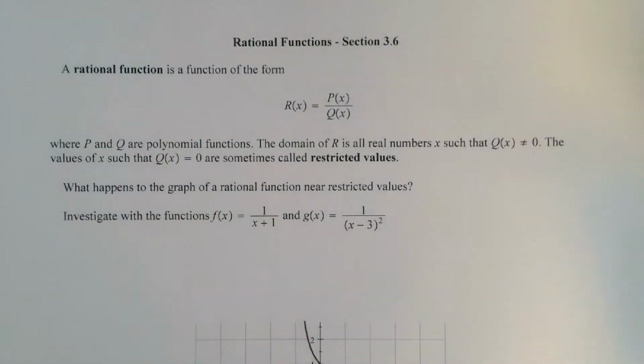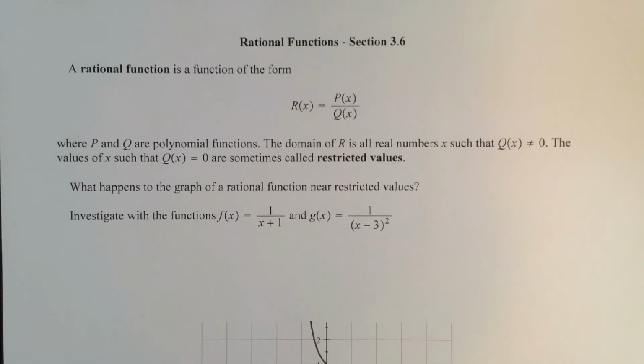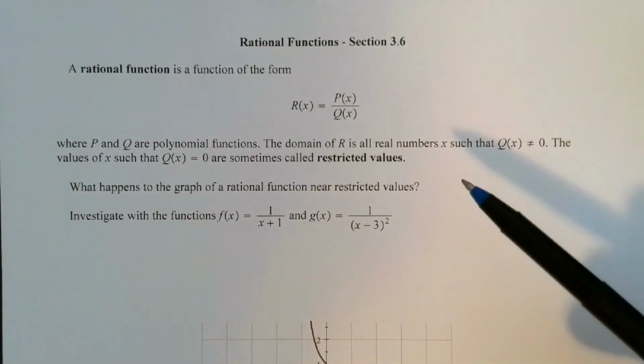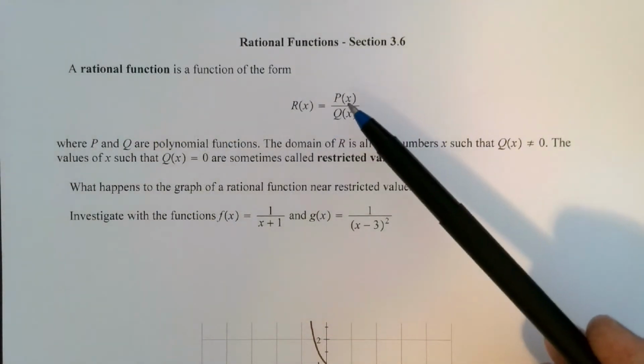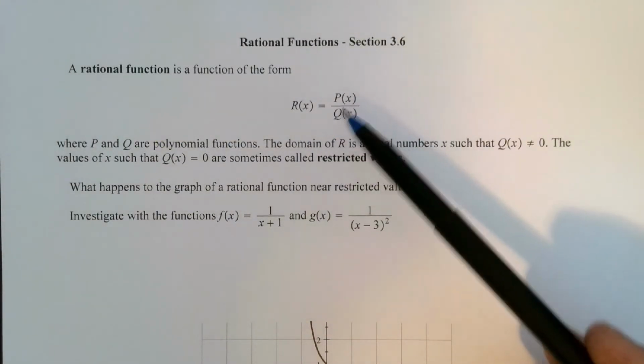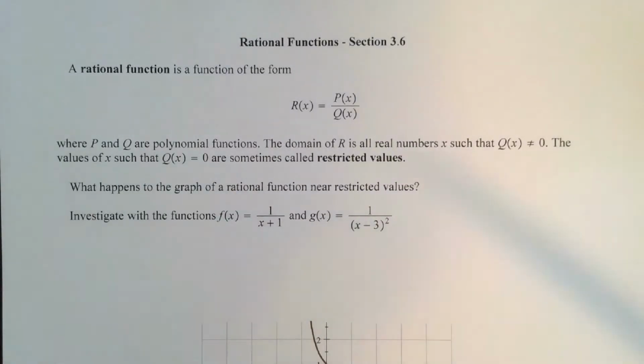Okay, we're going to talk about rational functions. Rational functions are formed by basically taking two polynomial functions and dividing them. And this is what this is saying here. A rational function is of the form p of x divided by q of x, where p of x and q of x are both polynomial functions. Now, the behavior of rational functions is very similar to polynomial functions, but with some interesting differences.